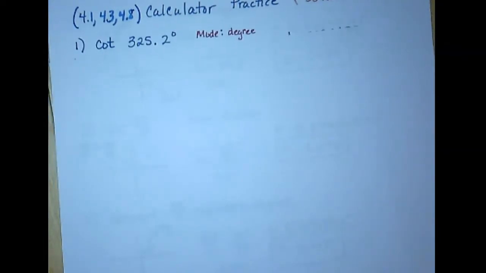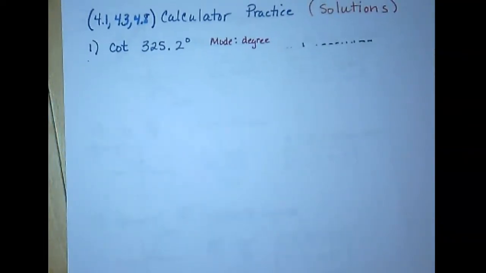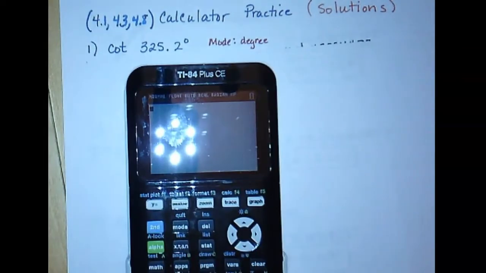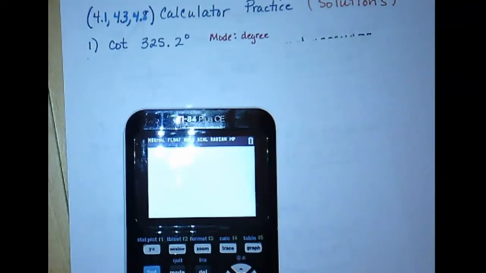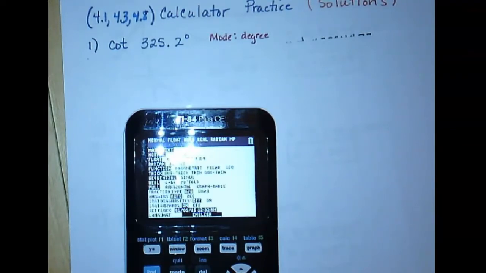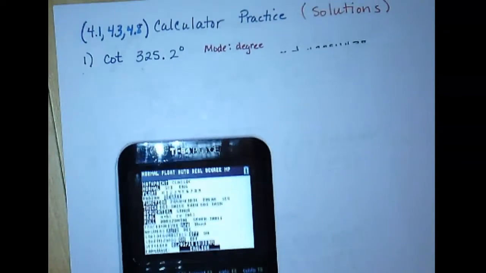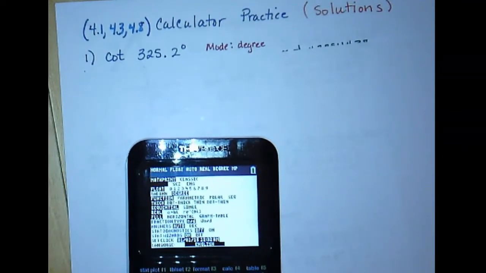So let's start with the first one. On the first one, we are calculating cotangent of 325.2 degrees. The first thing I'm going to do is go to my calculator. Get it down here where you can see it better. And I am not going to do any problem work at all until I check the mode. There's a degree sign on that problem, so I'm going to press the mode button on my calculator. I'm going to go down and I see that right now my calculator is set on radians, so I'm going to arrow over to degrees and I'm going to select that. So now you can see that my degree is highlighted, and then I'm going to do second quit.